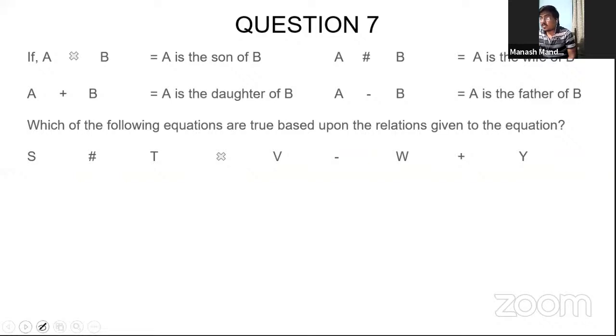Okay, so this is for you guys to solve. You have 2 minutes to solve this. Please start.